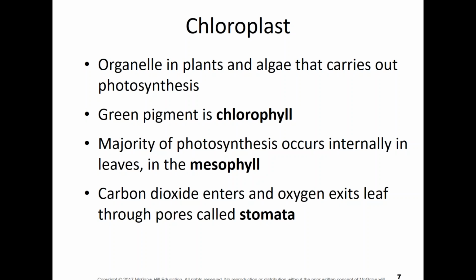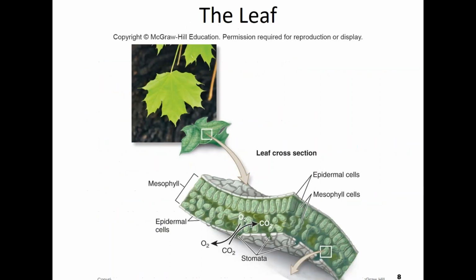So the carbon dioxide can come into the stomata and come into the mesophyll and enter into the chloroplast in the mesophyll. And then the oxygen that's produced will leave the chloroplast, leave those cells in the mesophyll, and then leave by way of these pores called stomata. And did I mention that stomata means little mouth? It looks like a little mouth when you look at it under the microscope.